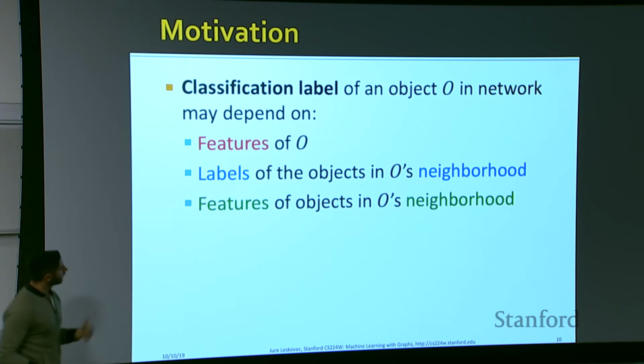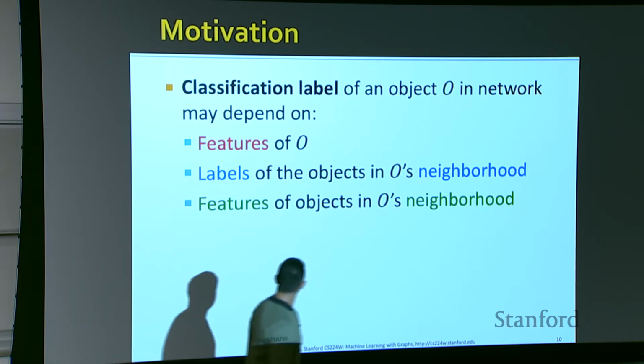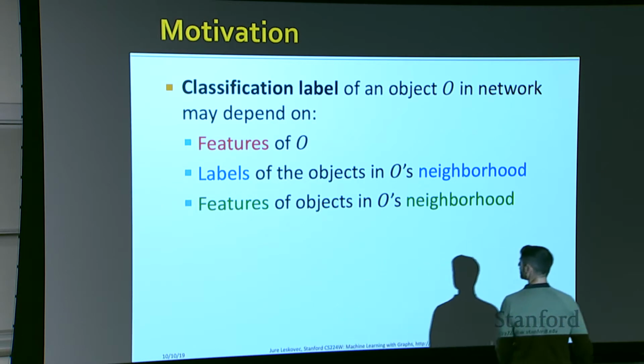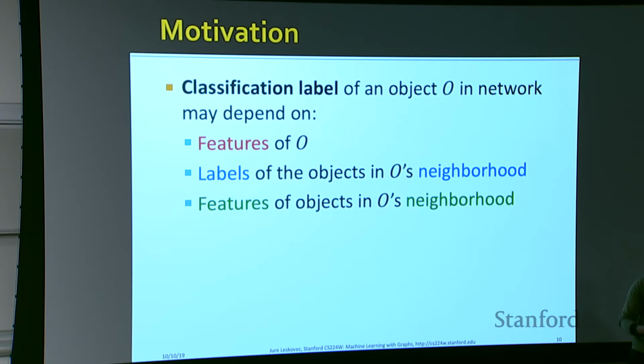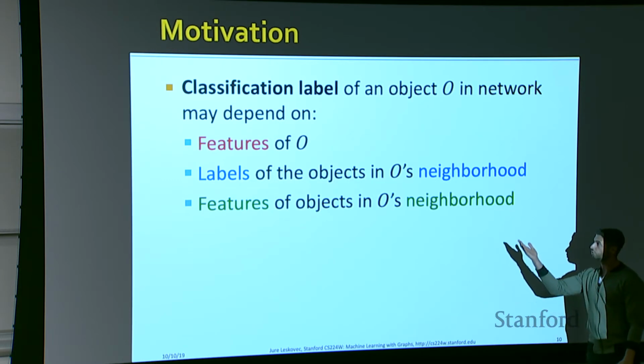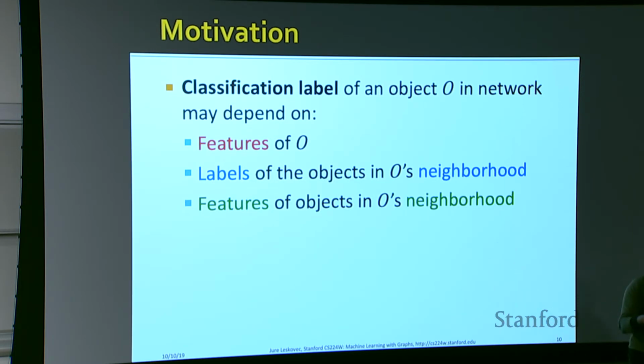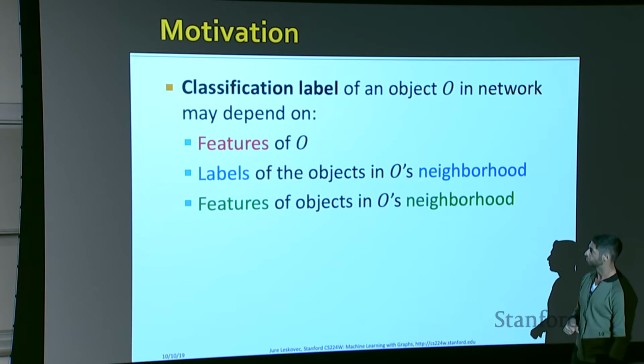Basically, we have a classification label on our object O in the network, and we have different sources of data, different features that we can leverage. First of all, we can have features attached to that node, right? So we were saying if that graph we saw before is a social network, you will have the gender, the age, the nationality, and so forth. So you can have a wide vector of features attached to the node.